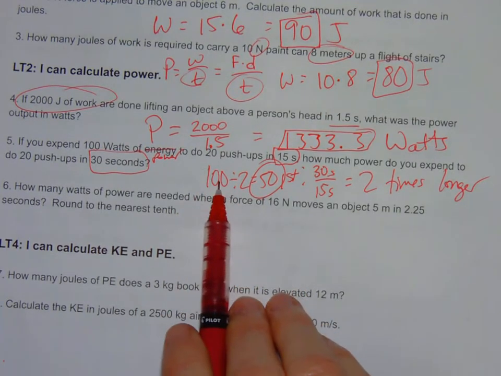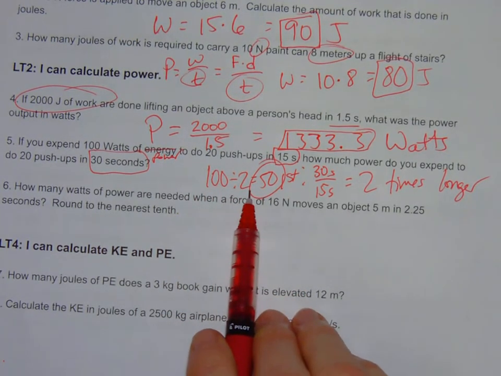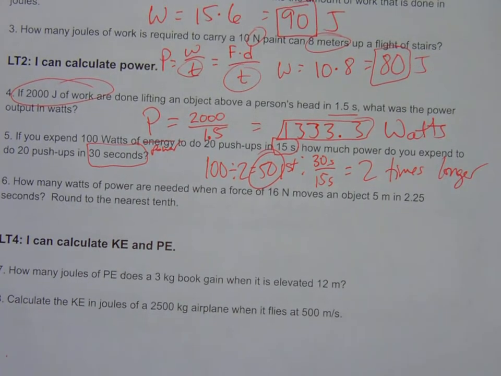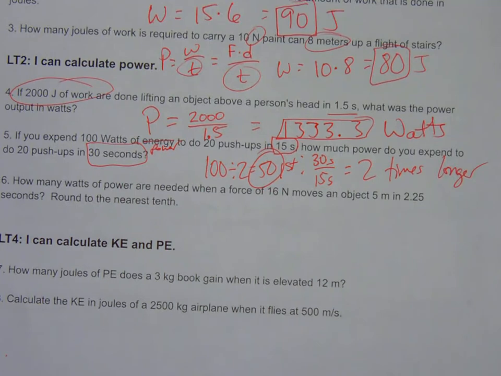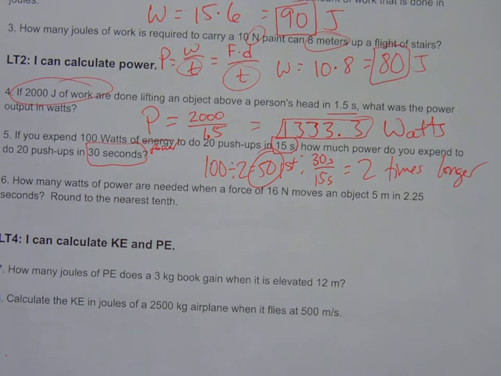So we would take that original power and multiply it by 2. All right, so stop yourself at the end of these types of problems. If it takes somebody longer, we should have a smaller power output. If somebody does it faster, we should have a greater power output.